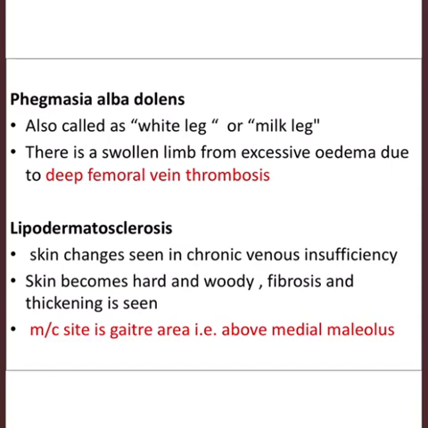Phlegmasia alba dolens, also called white leg or milk leg. There is a swollen limb with excessive edema due to deep femoral vein thrombosis. Then it's known as alba dolens. Alba means white. Alba is a Latin word.